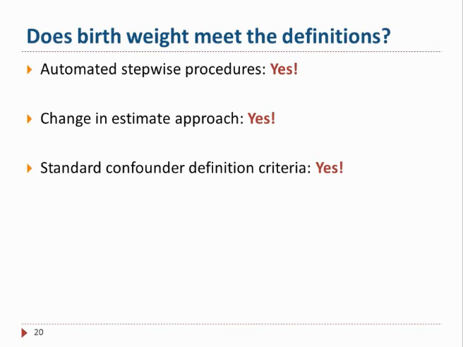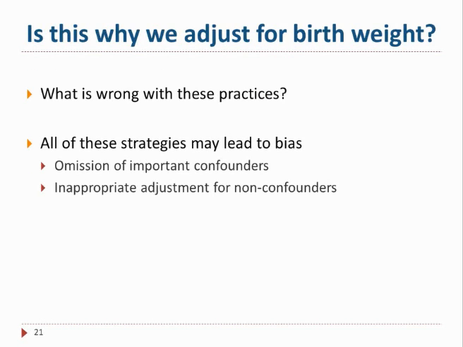And using the standard confounder definition, yes, probably it's associated with the exposure and the outcome. And we'll look at how it meets the last criteria. But based on all of these common procedures, we would put birth weight in the model. But what is potentially wrong with each of these approaches? Well, they each could potentially lead to bias in our estimates. They could cause us to leave out important confounders or inappropriately adjust for variables that can induce bias.